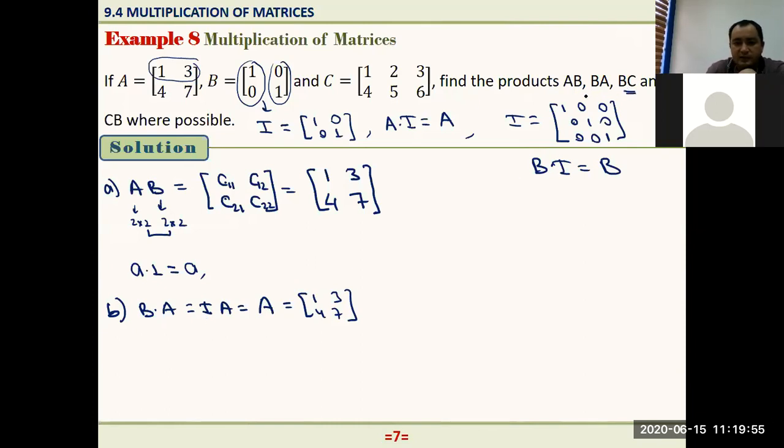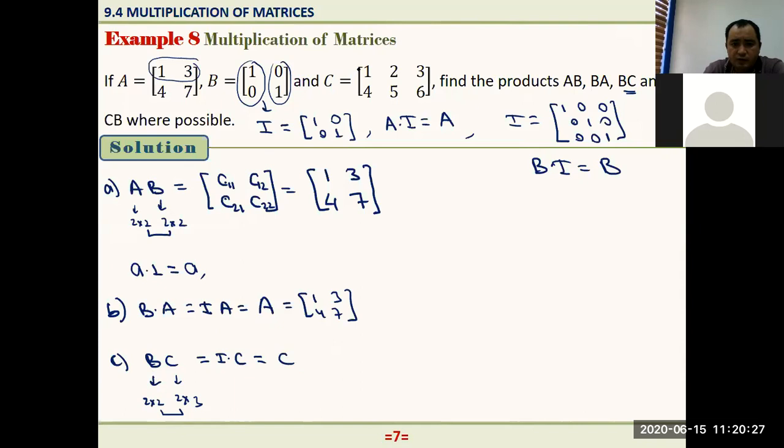Now B times C. What is B? It is 2 by 2. C is 2 by 3, right? And B is the identity matrix. You will see that you will get the same thing. Here, I times C is equal to C. You can just check it out.